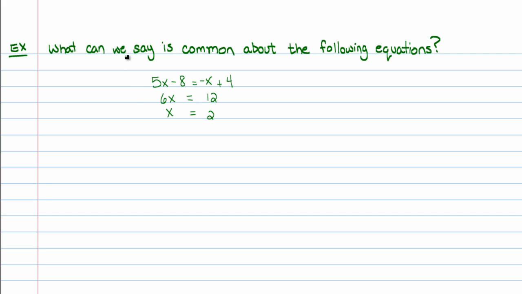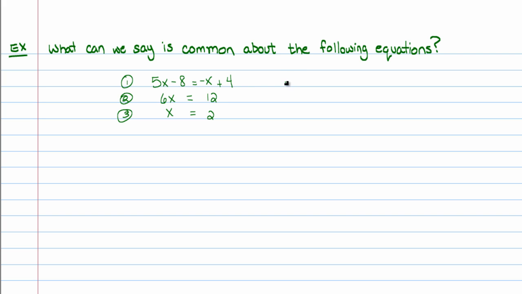So let's take a look at a little sub-example I have here. What can we say that is common about the following equations? We have equations 1, 2, and 3 here, and they're all different equations. They all look different. The last one tells us explicitly what x is: x is 2. The second one doesn't tell us explicitly what x is. However, if x were 2, it'd be 2 times 6, or 12 on the left-hand side, which would make this a true statement.